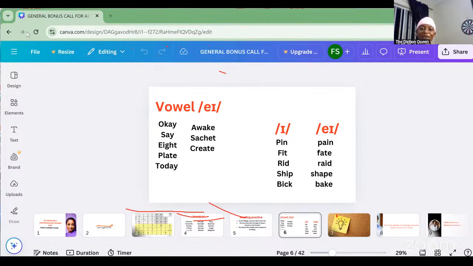Okay, let me call another. I think I've called Faith as well. Techno, please unmute yourself. Techno, are you there? Good evening. Please pronounce the words. Techno, are you ready to pronounce or should I call someone else? Okay, I'll call on someone else.